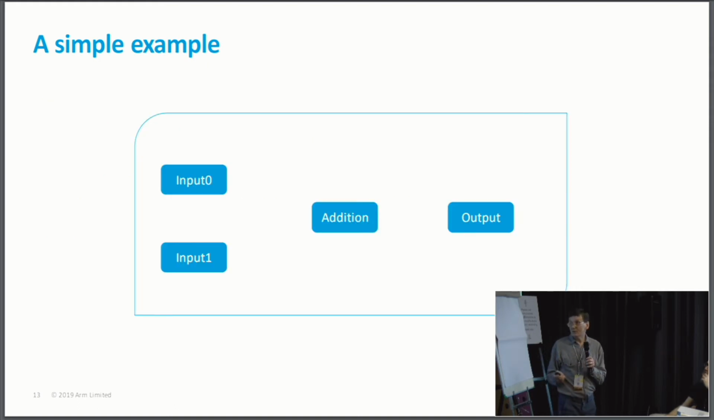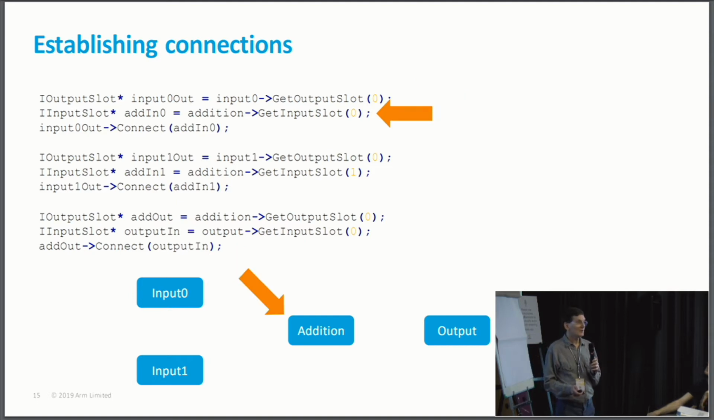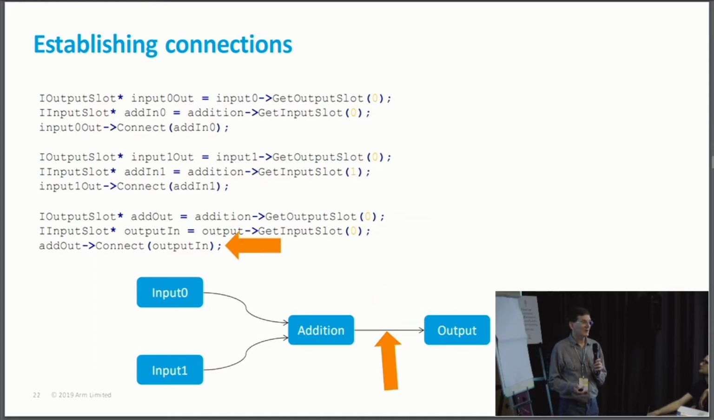So that code shown on the previous slide just gives you a graph like this with the 4 nodes in the graph, but there are no connections to it yet. To establish the connections, you first identify the output slot that you want to connect, and the input slot you want to connect it to, and you tell the output slot to make that connection. You do the same for the other output slots to establish your fully connected graph.